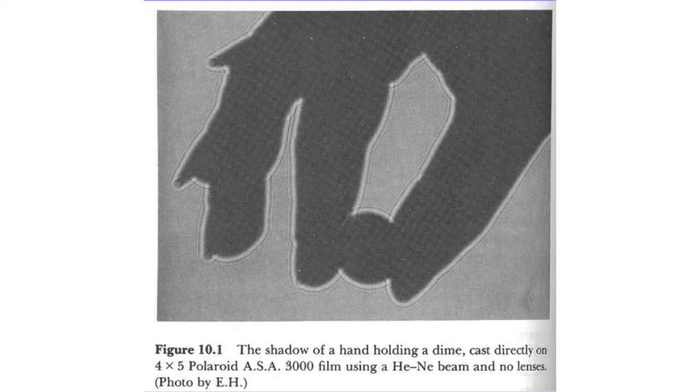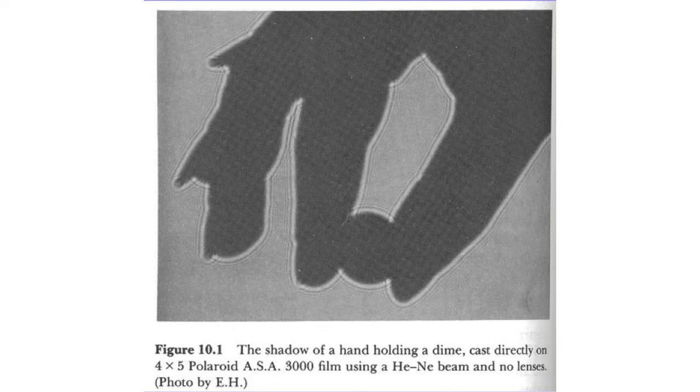All right, and the helium neon laser beam that he used is visible light. So he got this on black and white ASA 3000 film. Now, if you know anything about photography, you'll know that ASA 3000 is very, very fast. It's very sensitive to light. Sensitive enough that it could pick up diffraction patterns like this.